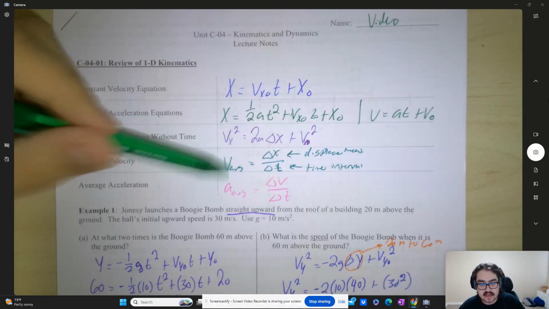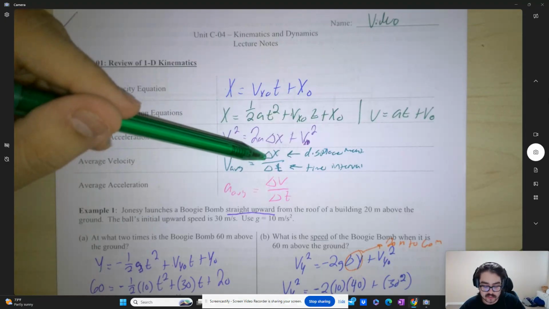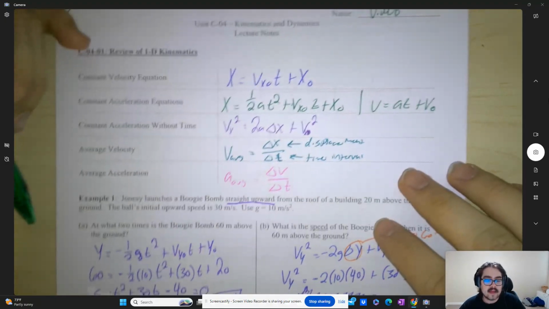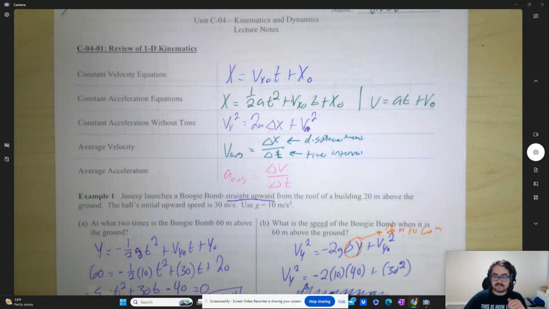Average velocity is simply change in position over change in time. Change in position is also known as displacement. Okay, and then average acceleration is change in velocity over change in time. Okay, so those are some important relationships to remember.